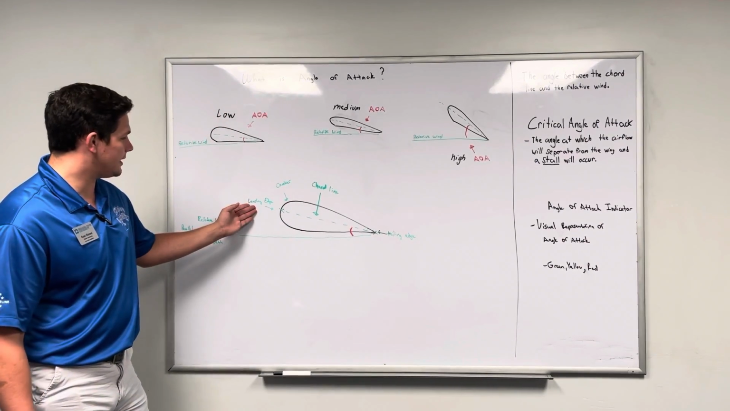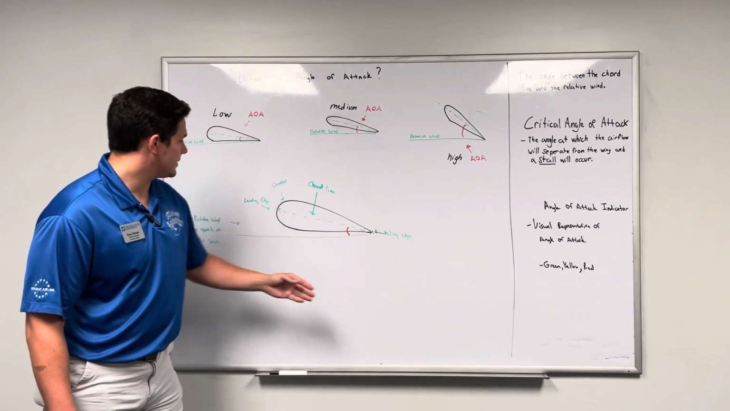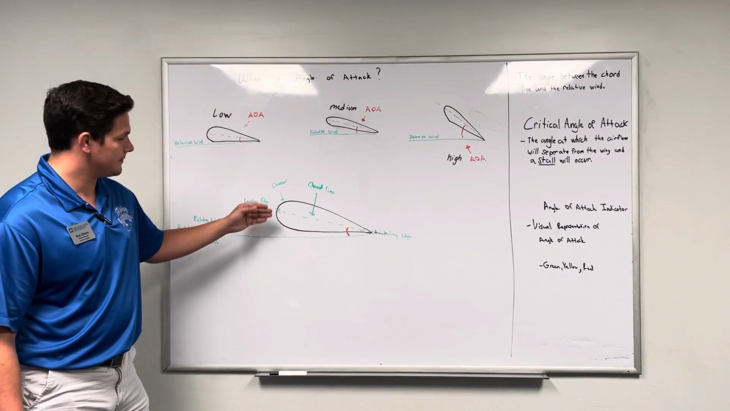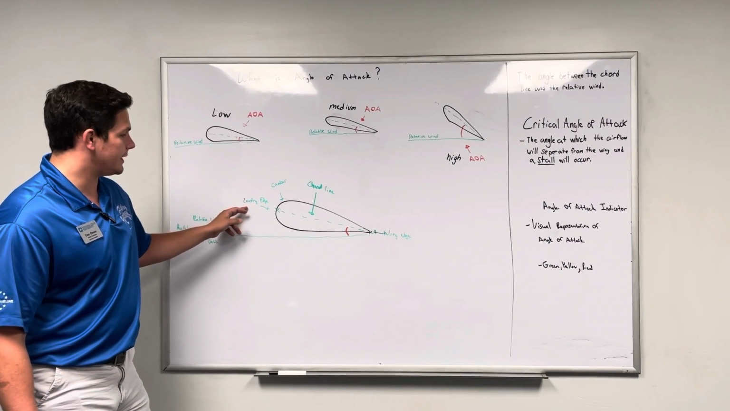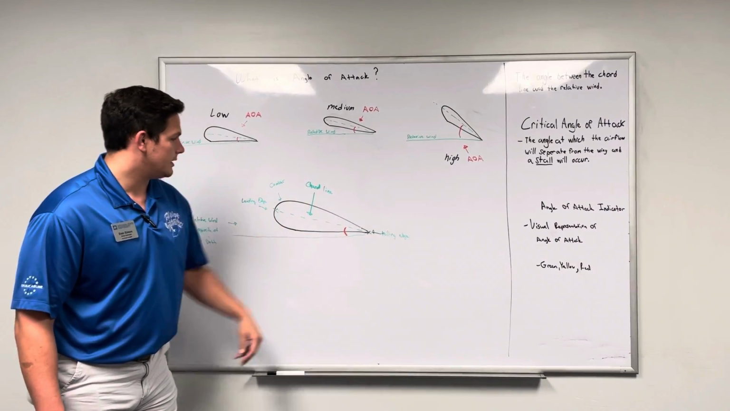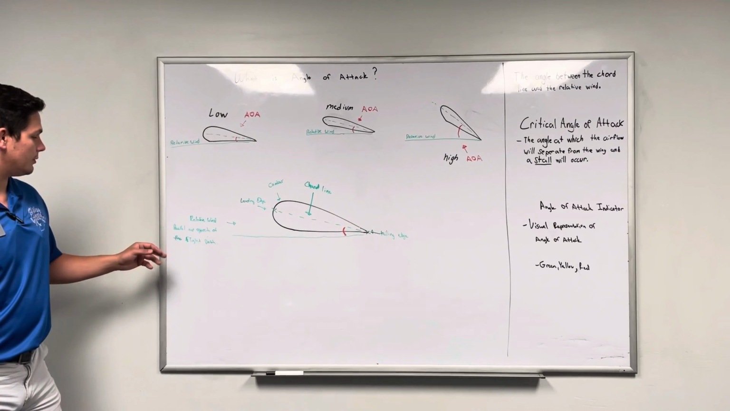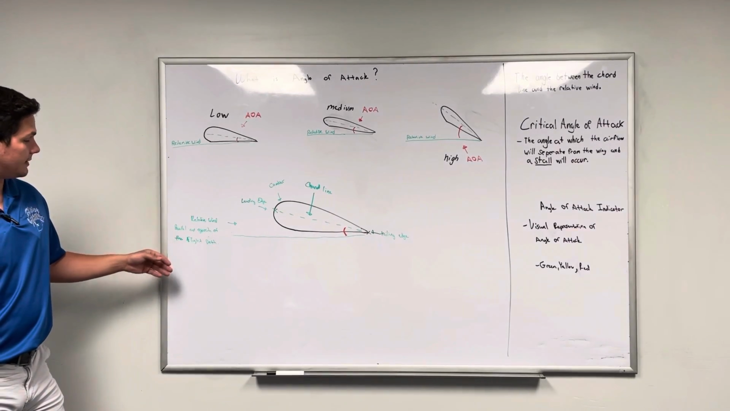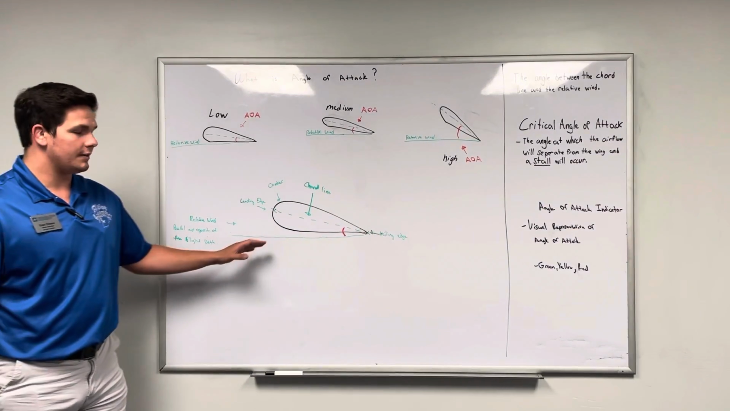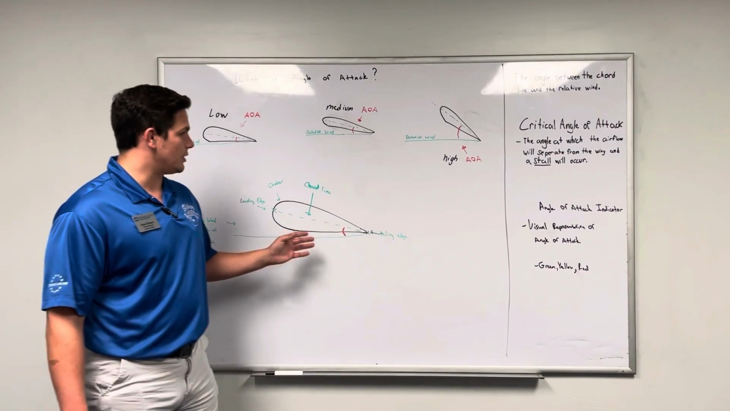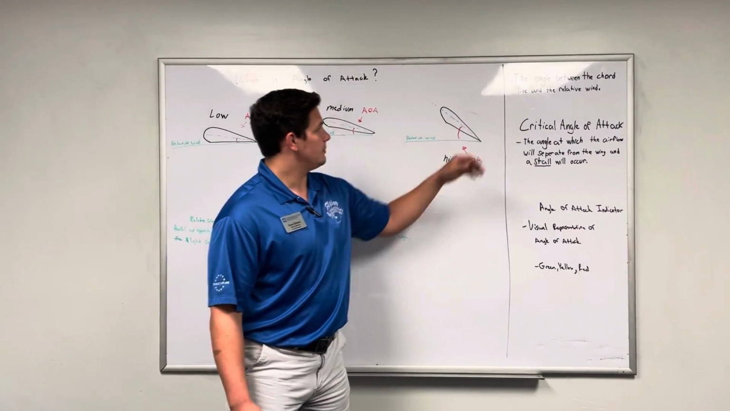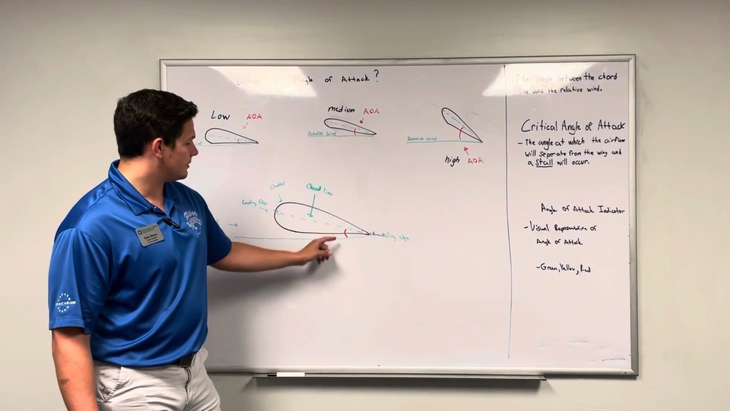We have the leading edge, the trailing edge, the camber, which is the shape of the wing, and the chord line, which runs from the leading edge to the trailing edge. The very last part is your relative wind, which is parallel and opposite to your flight path. Knowing all these parts, now we can talk about what is angle of attack. The angle between the chord line and the relative wind, notified here.